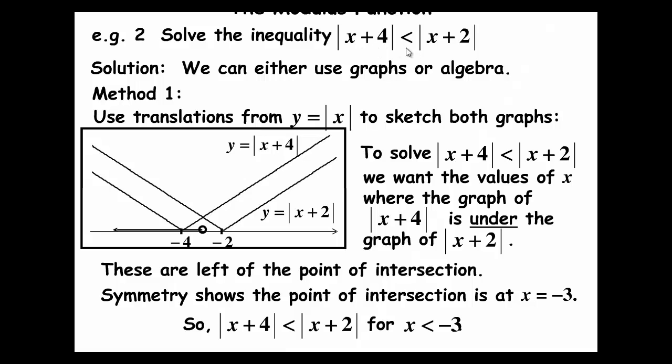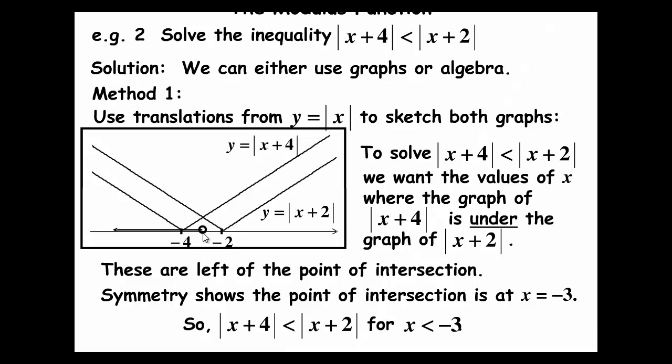Right, looking at a more difficult one involving modulus of both sides. We've got the modulus of x plus 4 is less than the modulus of x plus 2. Again, draw the two graphs. We're looking at where the graph of modulus of x plus 4 is below, has a smaller y value than the graph of modulus of x plus 2. So we can see that y equals modulus of x plus 4 is above y equals modulus of x plus 2 here, but from here onwards in the negative direction it's below, isn't it?